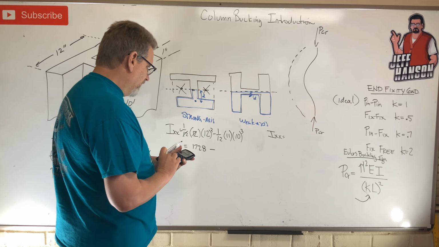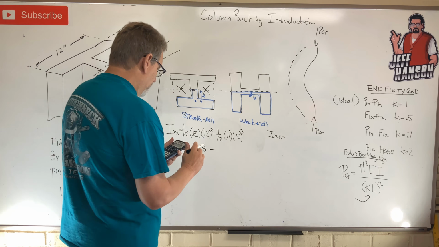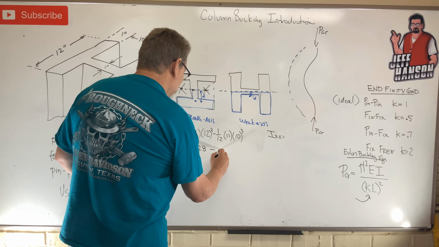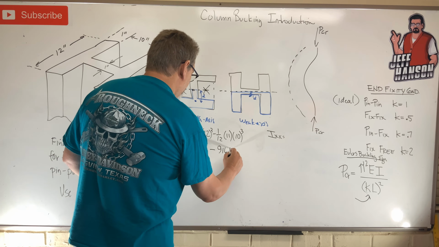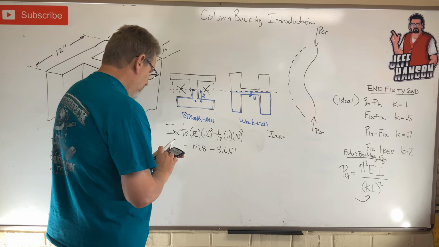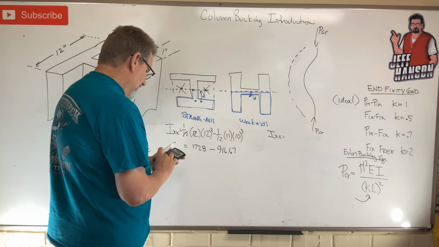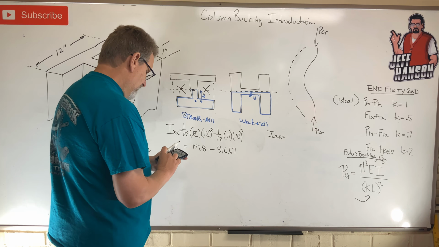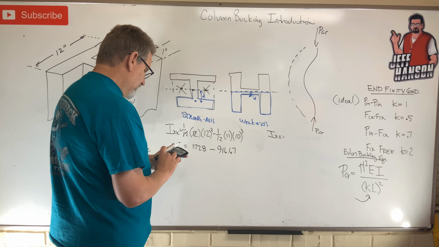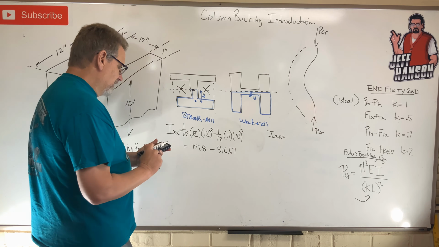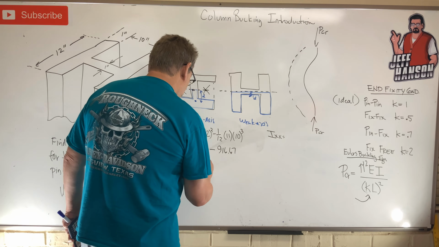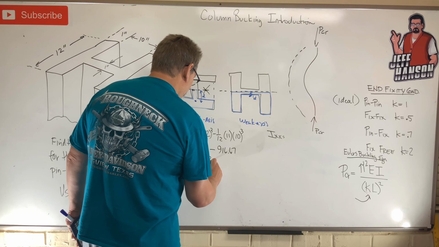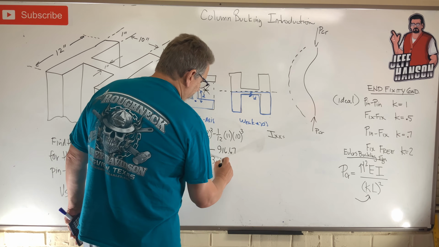Divided by 12 equals 916.67. And so 1728 minus 916.67 is 811.33. And that's inches to the fourth.